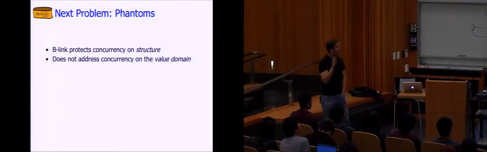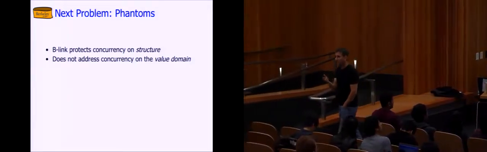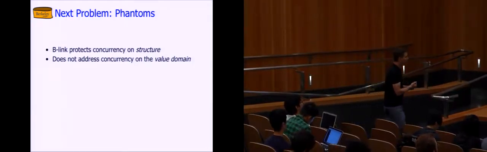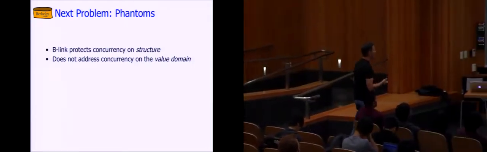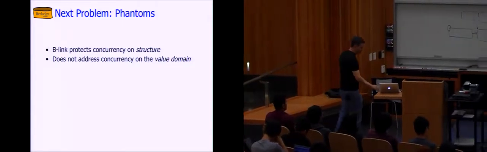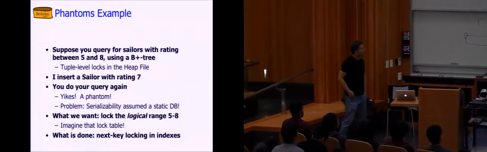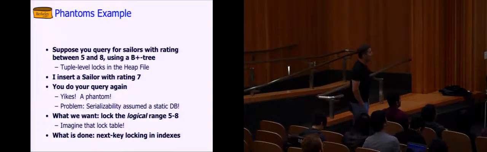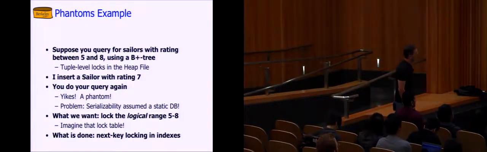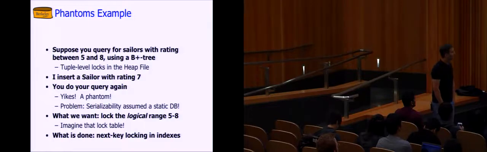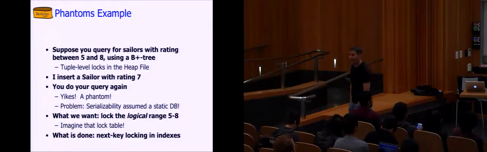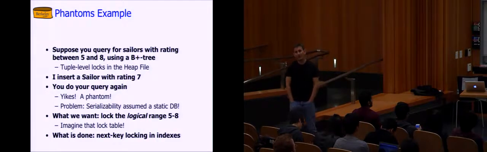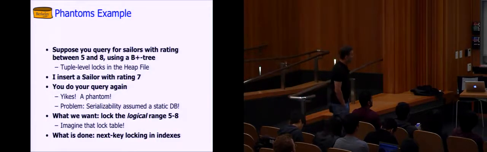So we said B-link trees protect concurrency about the structure. They protect us from changes in the shape of the B tree. But they don't address concurrency on the value domain. And to reinforce the point we had before, suppose you query for sailors with ratings between 5 and 8 using a B plus tree. And you're going to set tuple level locks down in the heap file. This only comes up, by the way, if you don't do table locking, if you do tuple level locking.